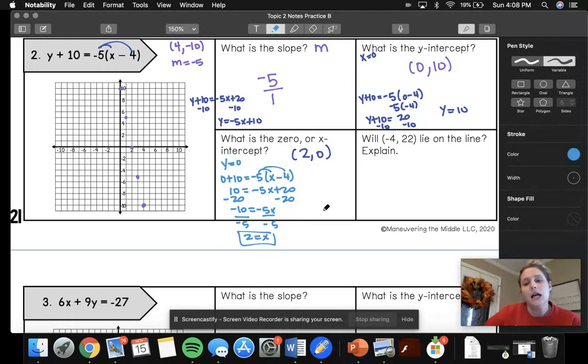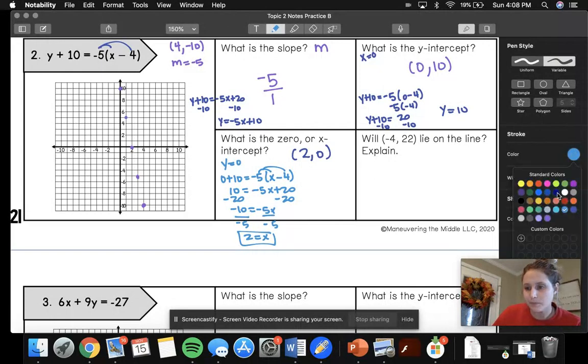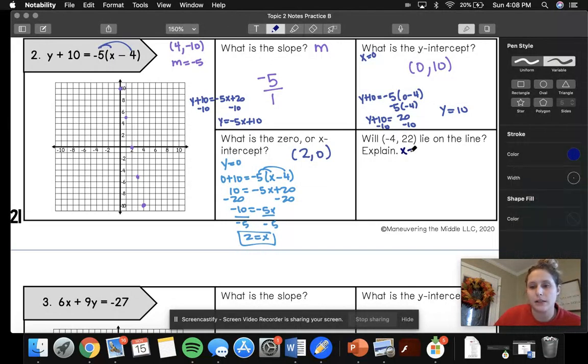Okay? And then lastly, will -4, 22 lie on the line? This one doesn't really have a graph to see if it would. So I'm just going to plug in x equals -4 and see what I get. Okay, so y plus 10 equaling -5. I'm plugging in -4, see what I get left over.